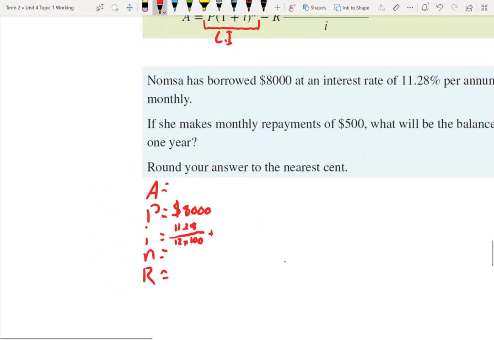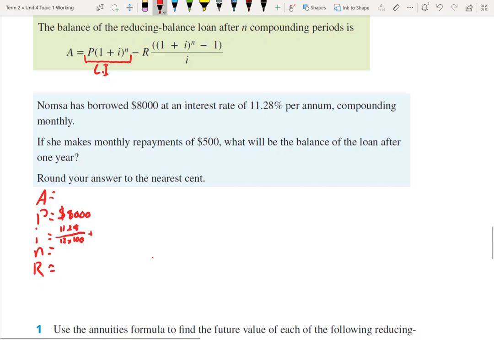Plus, I just need to check on this rule. We don't need to plus 1. The reason why we don't plus 1 is because it already has the plus 1 in the formula. I know that's going to throw some of you to start with. So we just need to remember, when we're using this formula, we do not plus 1 to the interest rate because it's built into the formula.